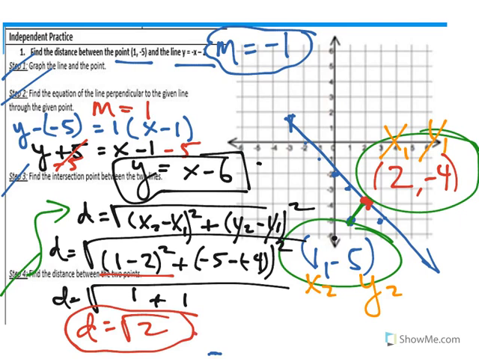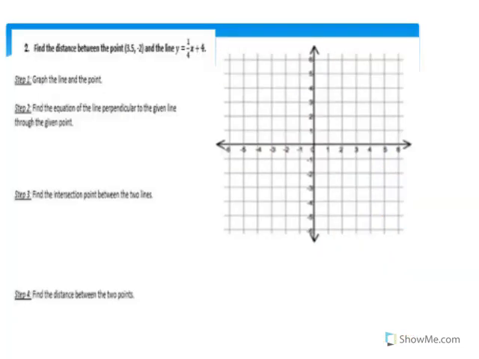Okay? So it's important that you understand that this is the value of that little green line. That green line being the distance from the point, the blue point, to the red point, or to the blue line. All right, let's do a few more.